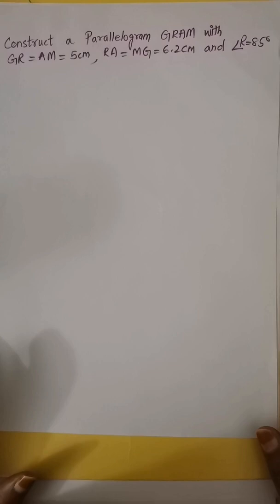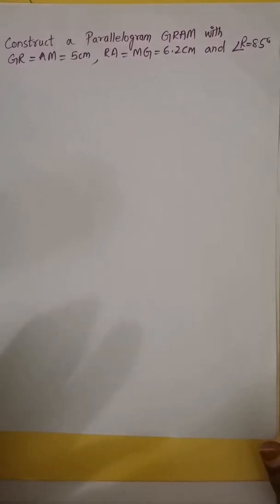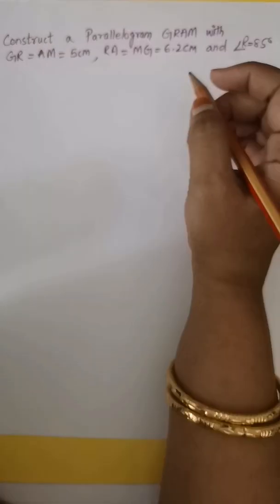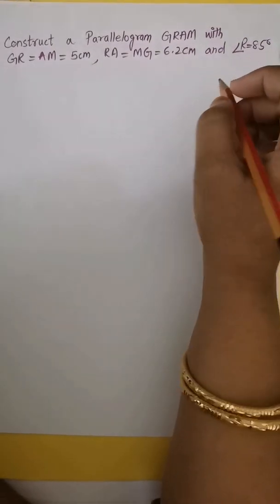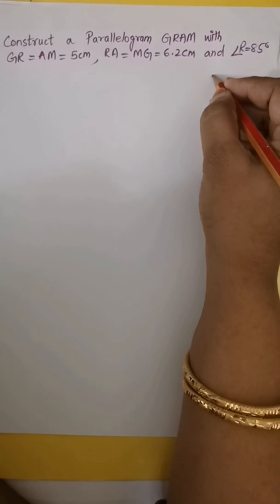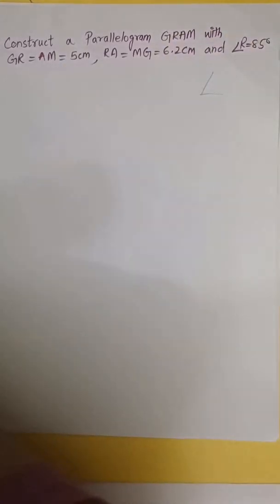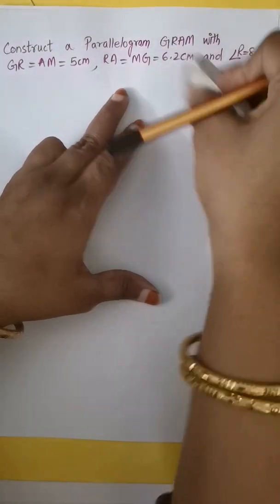Now today we will learn how to construct a parallelogram when two sides and one angle are given. Children, we know that in a parallelogram opposite sides are equal and parallel. The name of the parallelogram is GRAM. So the general figure for a parallelogram is like this.